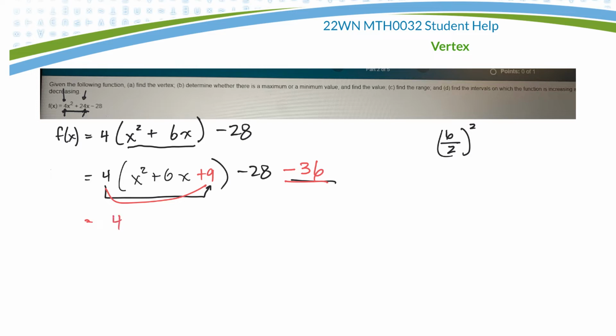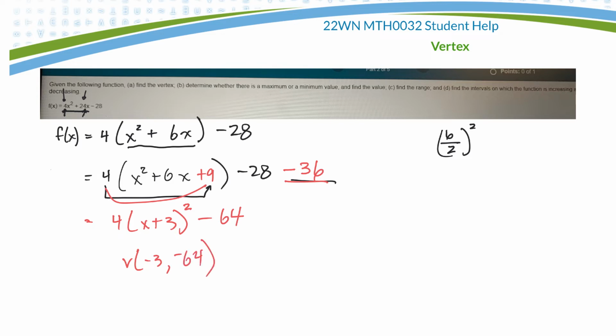Okay, so I factor this. It'll be x plus 3 squared. And then minus 28 minus 36 is minus 64, I believe. Okay, so now it's in vertex form. So now I could say the vertex is negative 3 and negative 64.